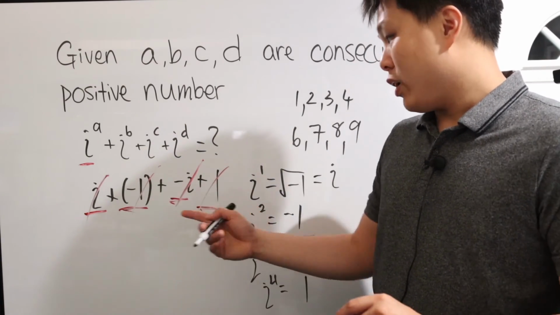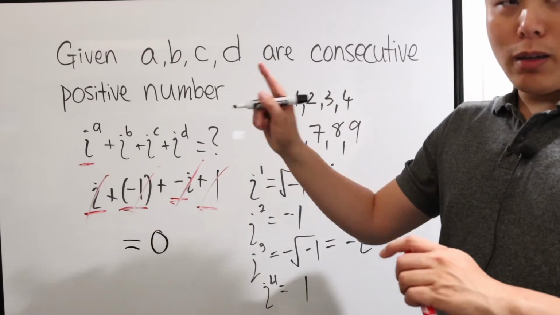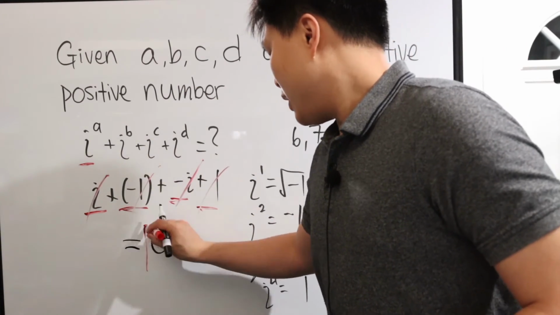They all cancel out, and guess what? If they all cancel out, the final answer is just 0. So this complicated problem, the final answer is 0.